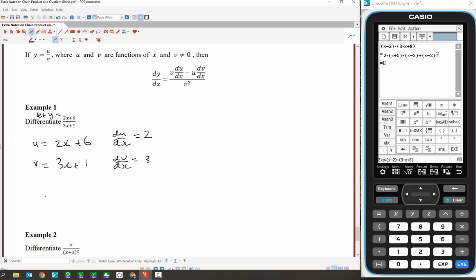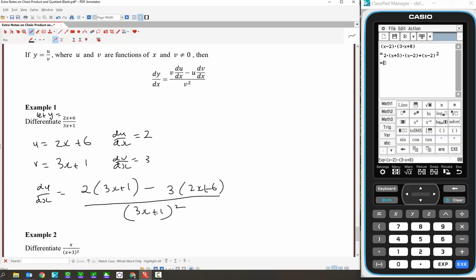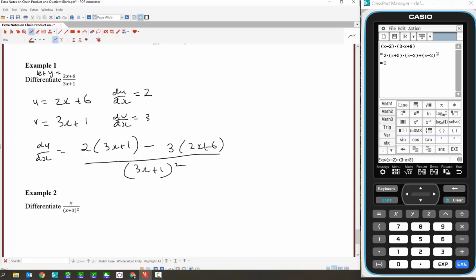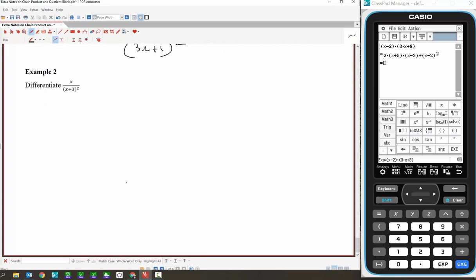So we're going to say, and let's go, let y equal that. So dy/dx equals, so it's v du/dx, so it's 2, take away u dv/dx over v squared, so that's v, and we're pretty much done. You could expand that and collect it all up, but really I don't think there's any point. Okay, so the last one, top function is the linear, bottom function is the quadratic.